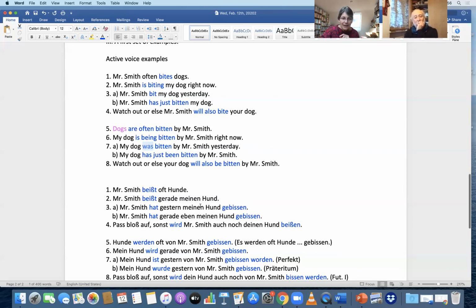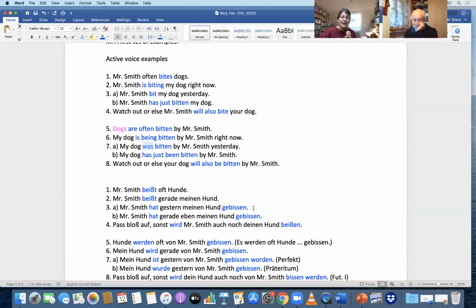Mr. Smith hat gestern meinen Hund gebissen. Big thing. Usually when we talk about the past in colloquial language or in everyday language, we don't use the simple past that much. So I wouldn't actually teach it to people who are learning German, not during the first phase. So Mr. Smith bit my dog yesterday because the action is over and done with and it happened yesterday. I must use the simple past in standard English. But in German, I can, and I should actually use the present perfect. Very confusing. Anyway, Mr. Smith hat gestern meinen Hund gebissen.